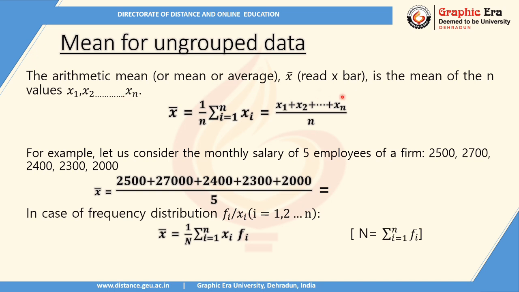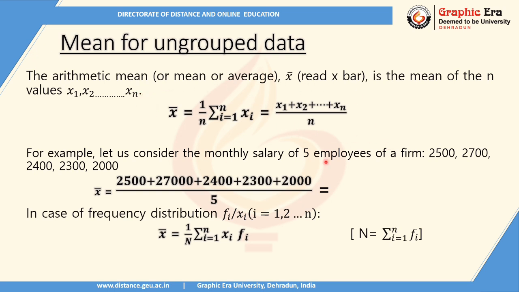So if we have to find the mean of the n values x1, x2, x3, x4 up to xn, then x bar is 1 upon n summation of i equals 1 to n xi. This summation i equals 1 to n xi means we have to expand this xi up to n for the values 1 to n in this particular manner: x1 plus x2 plus up to xn upon n.